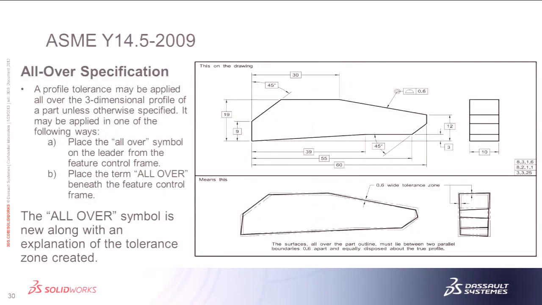This is another new symbol, and actually a new capability of the standard is using the all-over specification. So we've got a single profile tolerance called out, and we've got our all-over symbol. You can also put all-over underneath the feature control frame instead of using the symbol. That is okay according to the standard. And what it does is create a full three-dimensional tolerance zone around the entire part. So at that point in time, you're controlling every surface of the entire part, or exterior of the part, with one profile callout.